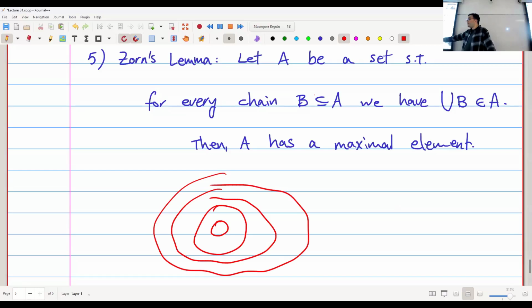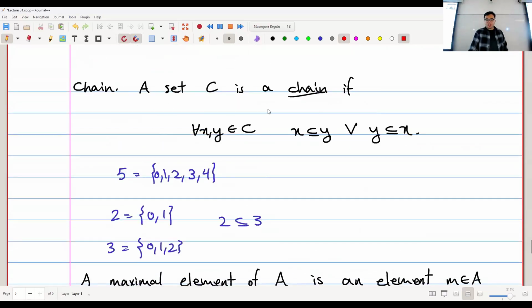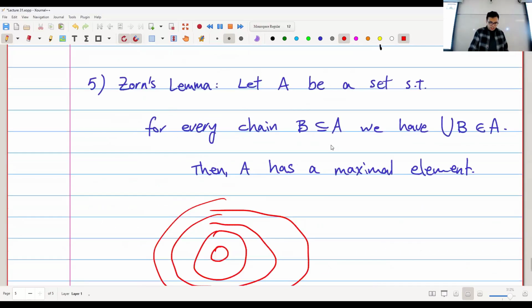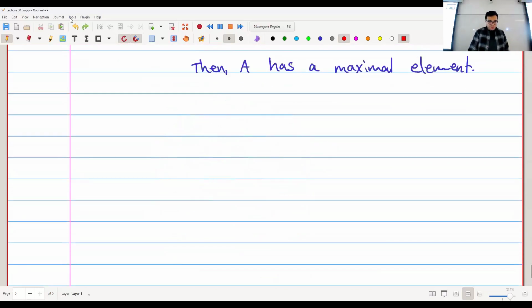Right? Again, this is a finite chain, but of course, in my definition of chain, there was nothing about finiteness. It's just that if I look at any two elements of the chain, one of them is a subset of the other. So I can have an infinite chain, I can have an uncountable chain, and so on. Actually, let me draw a nicer chain. So let's say this.